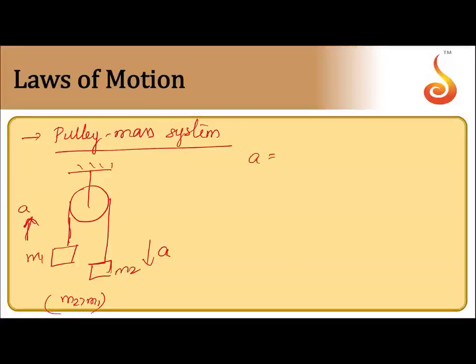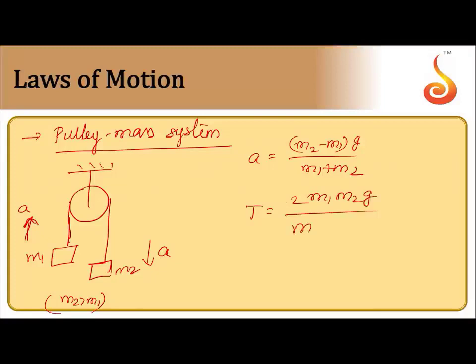Acceleration is nothing but net force, which is net pulling force, which is (m2 minus m1) into g divided by m1 plus m2. Is that correct? Yes. The tension in the string is equal to 2 m1 m2 g divided by m1 plus m2. So this is assuming a light pulley.